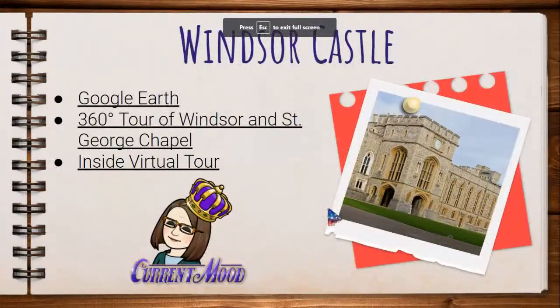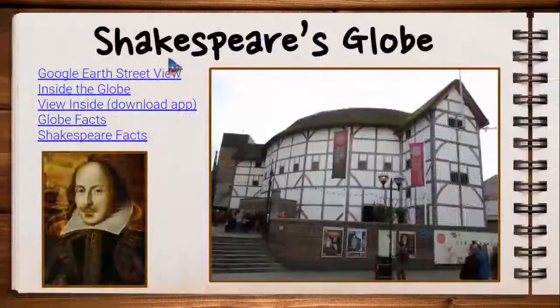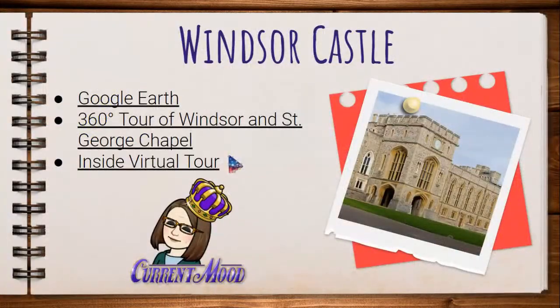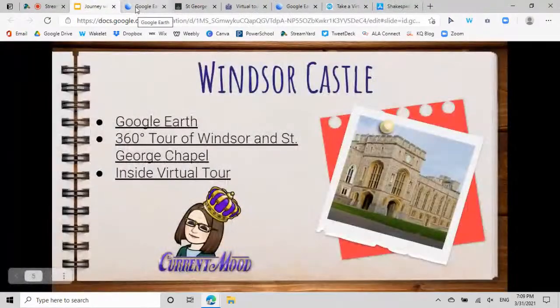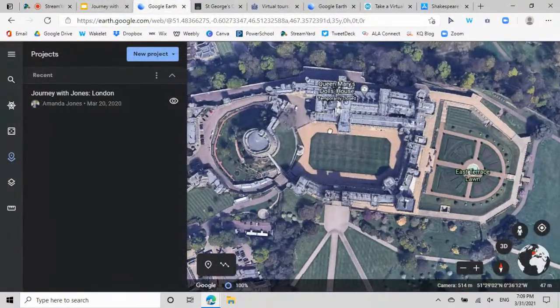Now, we are going to go look at the Windsor Castle because I want you to know a little bit about the English history and about the people that moved from England over to the colonies. So the first thing we're going to look at is Google Earth. We will head to Google Earth and we will go to Windsor Castle.